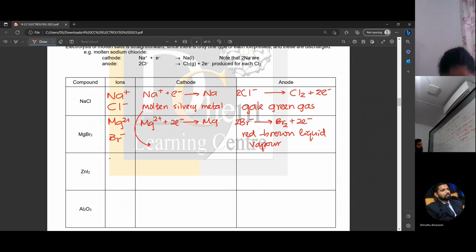And here we have zinc, zinc 2 plus, iodide ions, right? Zinc 2 plus takes 2 electrons and becomes zinc.